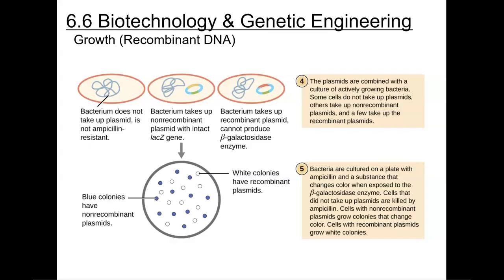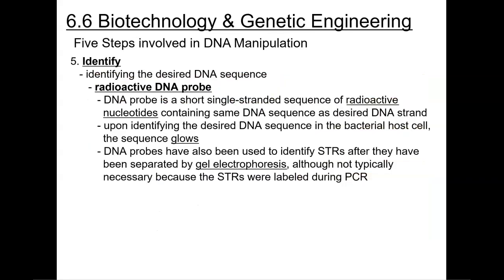So the blue colonies are going to have non-recombinant plasmids, while the white colonies are going to have the recombinant plasmids. That's going to be important because the plasmids are then going to be combined with different cultures of actively growing bacteria. Some cells, like we said, don't take up the plasmids. Others do take up the recombinant DNA plasmids. And then with that, your cultures are going to be cultured on a plate of ampicillin. And so the ones that actually live were the ones that became ampicillin resistant.